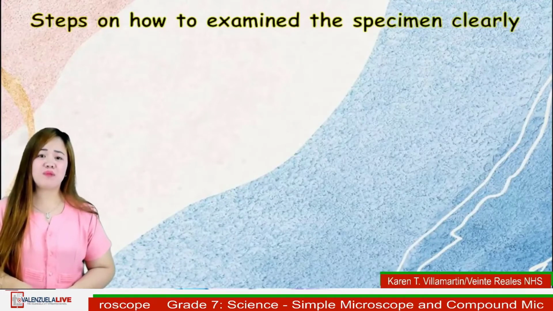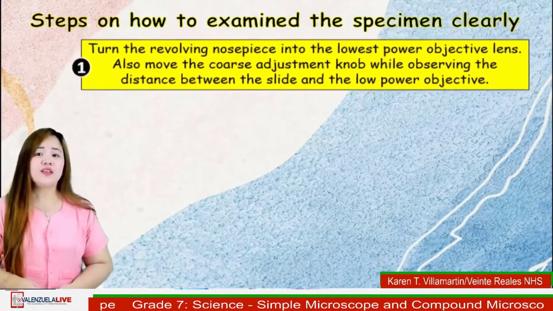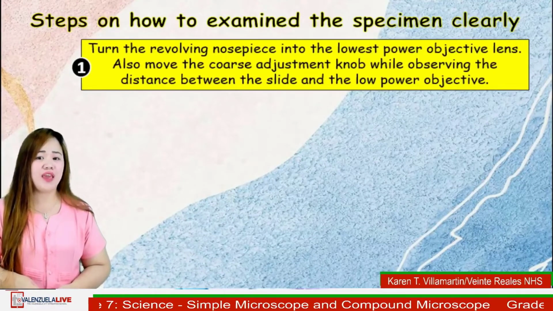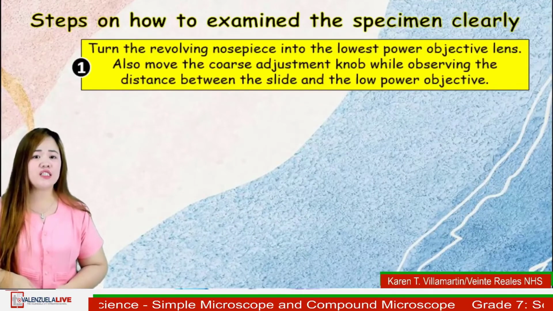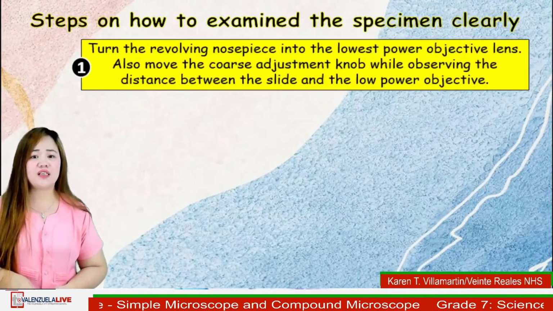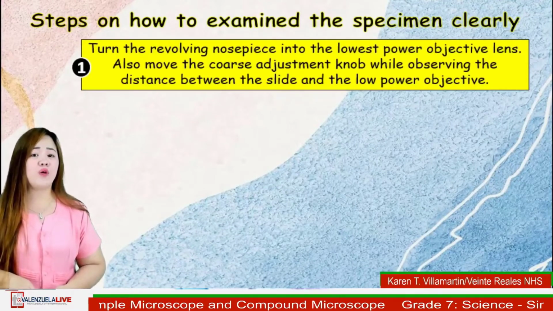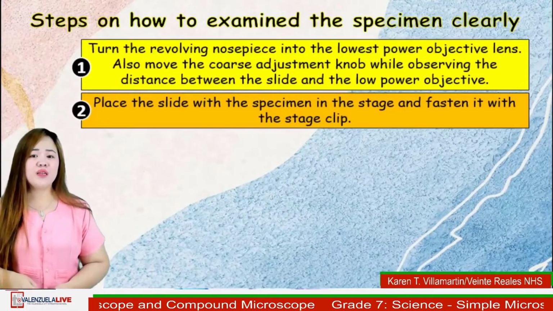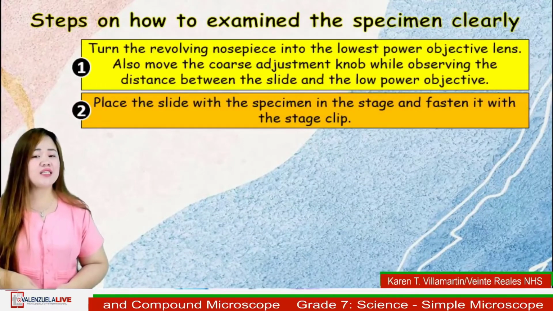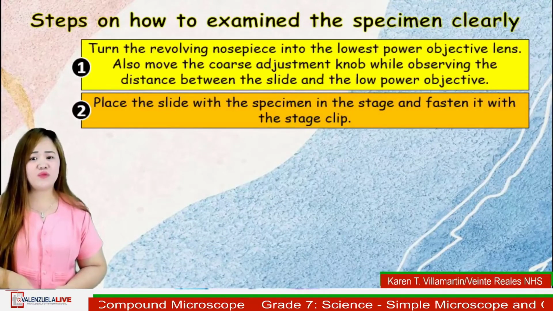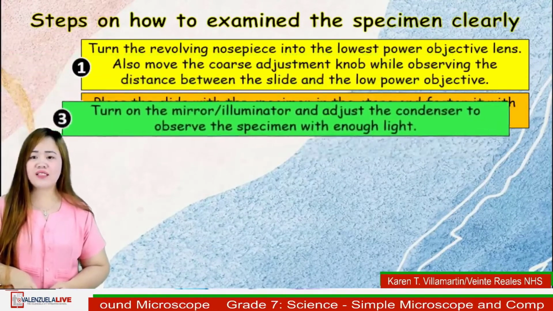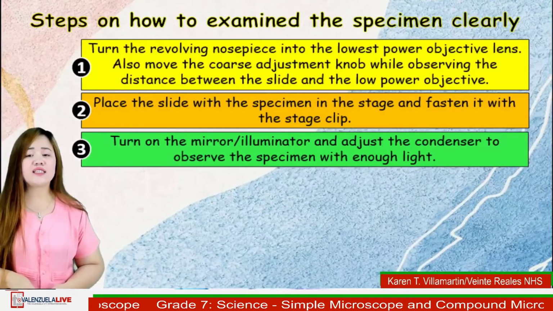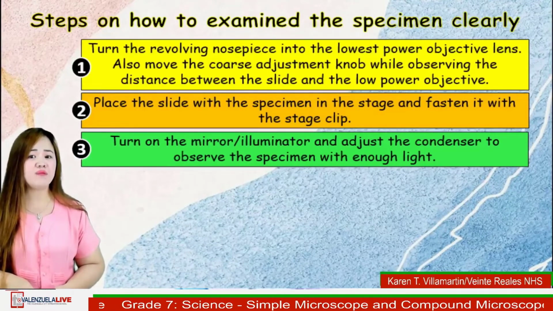To examine the specimen clearly, first, you need to turn the revolving nosepiece into the lowest power objective lens. Also move the coarse adjustment knob while observing the distance between the slide and the low power objective. For step 2, place the slide with the specimen in the stage and fasten it with the stage clip. Next, step 3. Turn on the mirror or illuminator and adjust the condenser to observe the specimen with enough light.